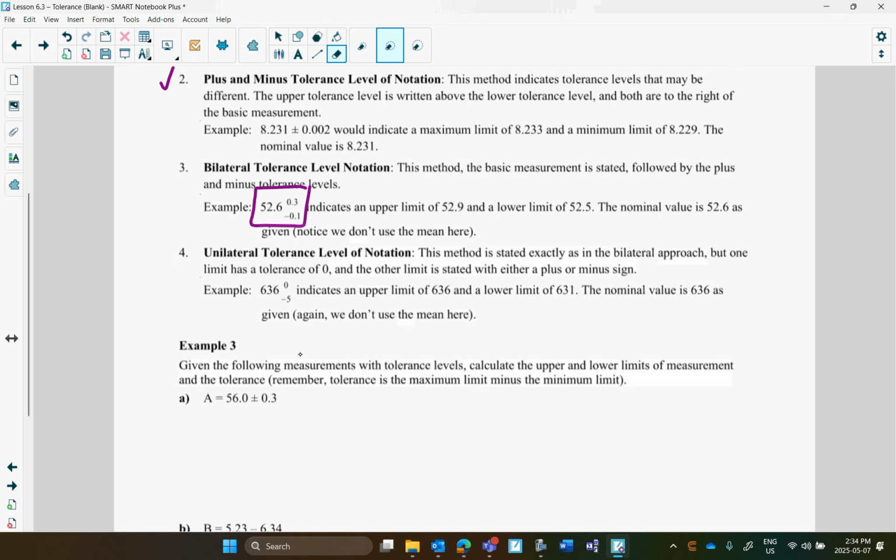Finally, unilateral is very similar, but one of the numbers is going to be 0. Very similar to bilateral, but one of the numbers could be the maximum, in this case, could be the minimum. So this means the nominal value is 636, and we're not willing to go up anymore. It cannot be higher than 636, but we are willing to go down 5 to a minimum of 631.